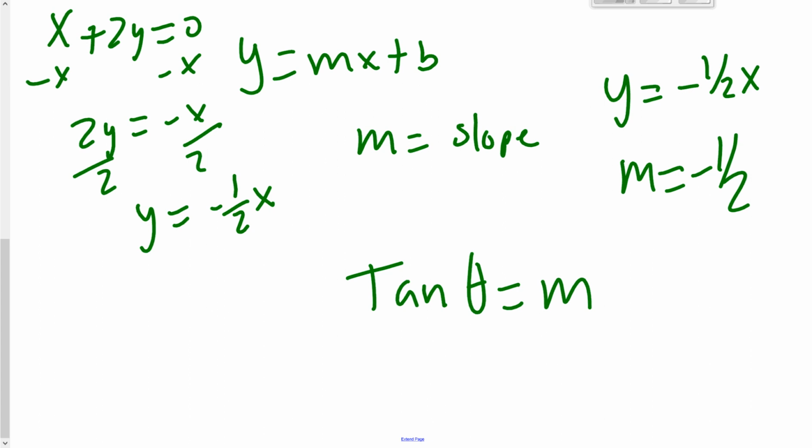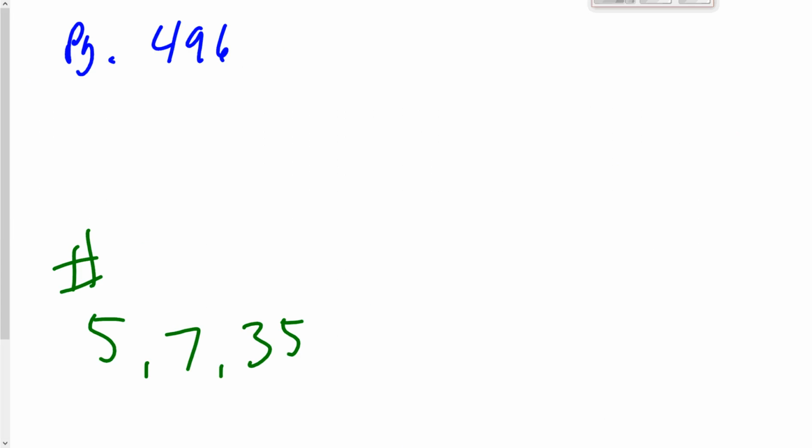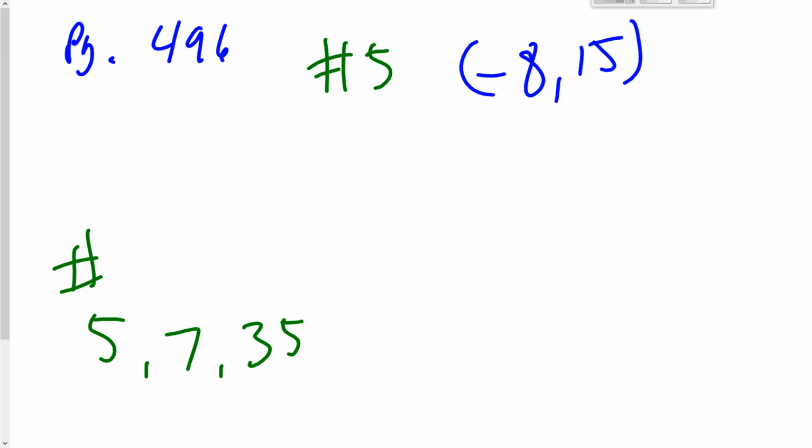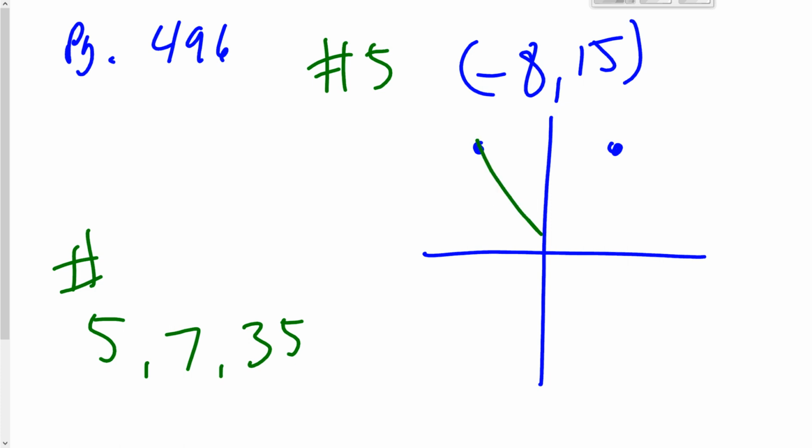Alright, let's go ahead and do some example problems. On page 496 we can look at number 5, number 7, and number 35. Let's go ahead and start working through these. Let's take a look at number 5 first. Number 5 is kind of like our first example, negative 8, 15. That's the point it's going through, so you can go ahead and try that out. Because in our example, we were at positive 8, 15. Well, negative 8, 15 is just on the other side. Our r should be the same there.